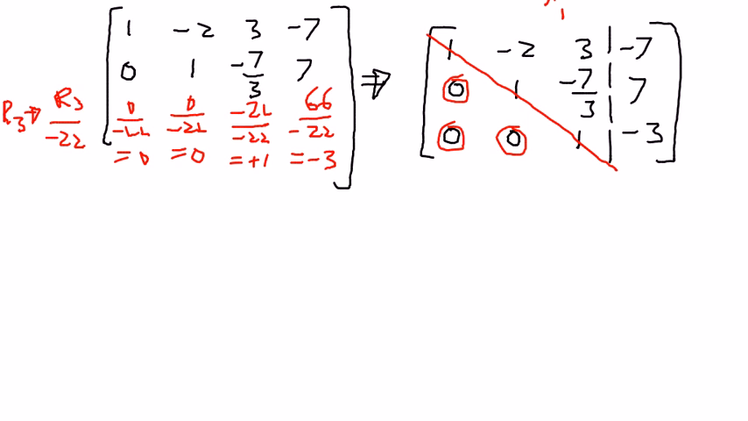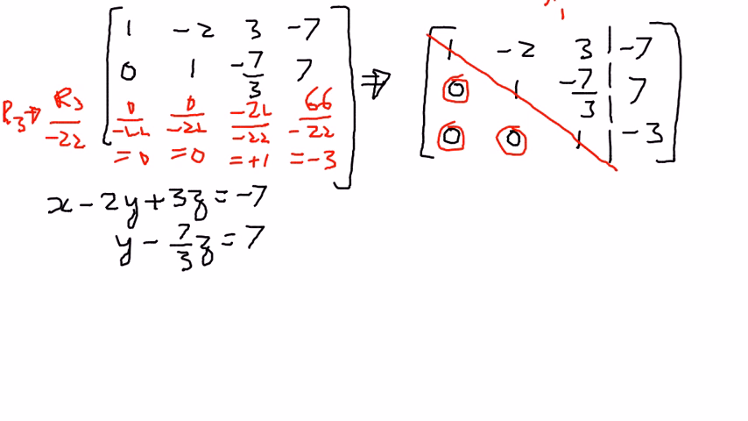So it looks as follows: x minus 2y plus 3z is equal to negative 7, and then y minus 7 over 3z is equal to 7, and then z is equal to negative 3. These are the three equations we have, and therefore we have the value of z equals to negative 3.